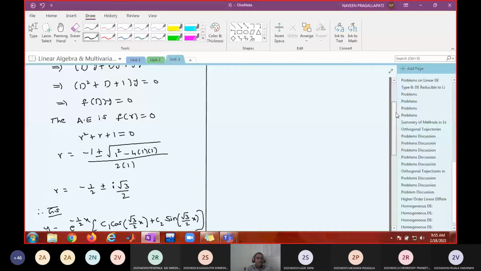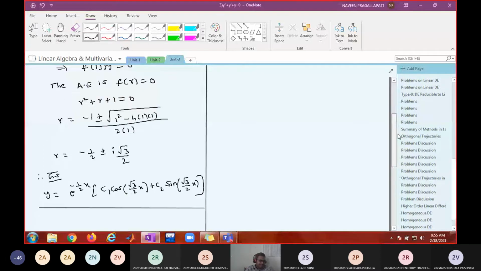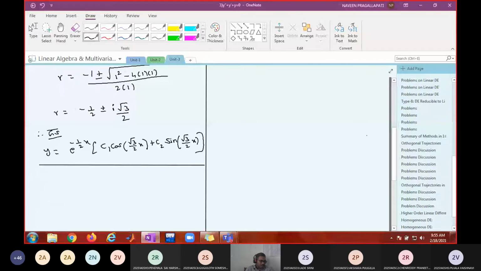Roots are complex conjugates, therefore the general solution is written in this form. Shall I proceed? Right. So problem number 4.